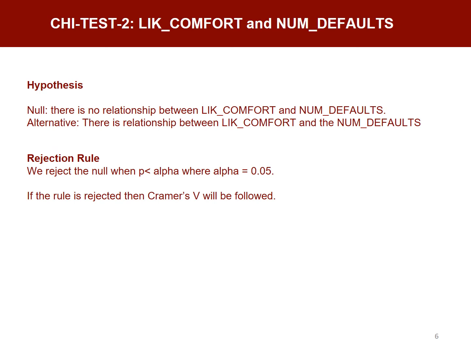In chi-test 2, in the results for comfort and the number of defaults, the hypothesis states the null: there is no relationship between comfort and number of defaults. The alternative is there is a relationship between comfort and the number of defaults. We reject the null when the p-value is less than alpha, where alpha is equal to 0.05. If the null is rejected, then Cramer's V will follow.